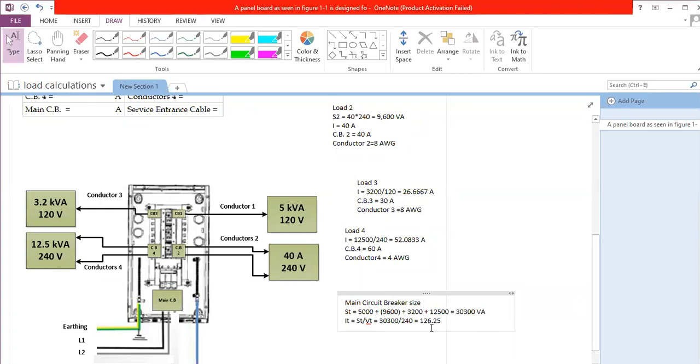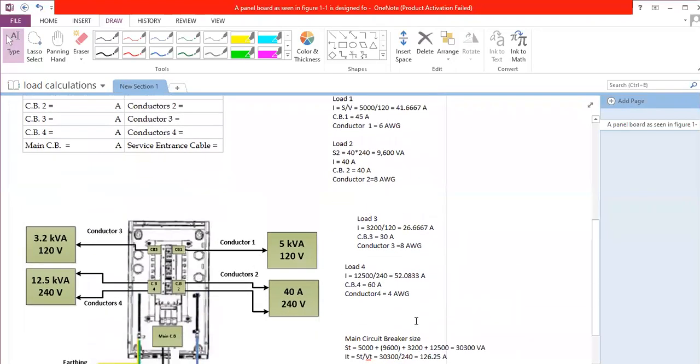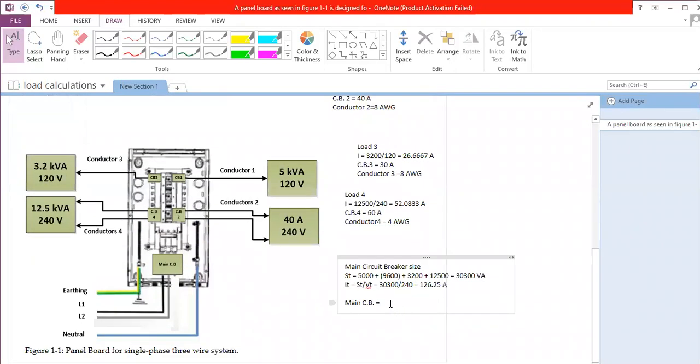126.25 ampere. So this is the current which will be drawn by the whole load. So based on that I will select the main circuit breaker. So I have 126. So 126, 110, 125. So I will choose 130, right? So this one will be 130 ampere, right? So this is the main circuit breaker.